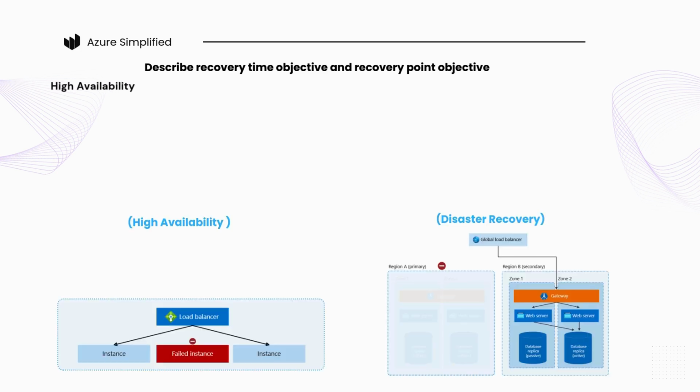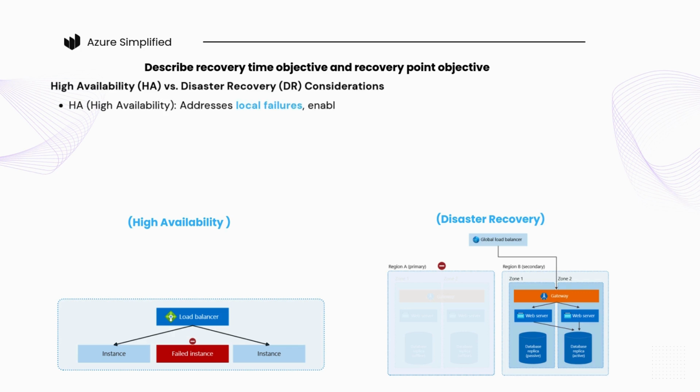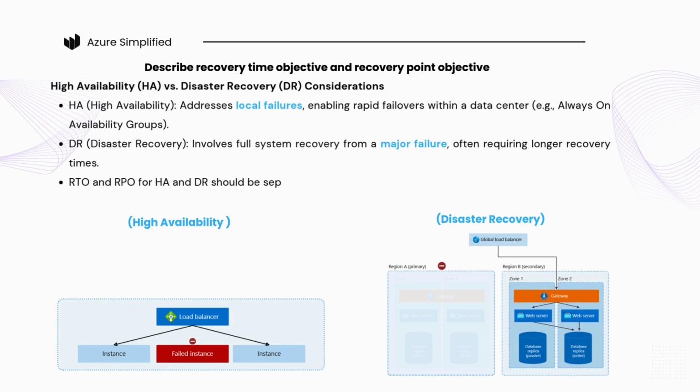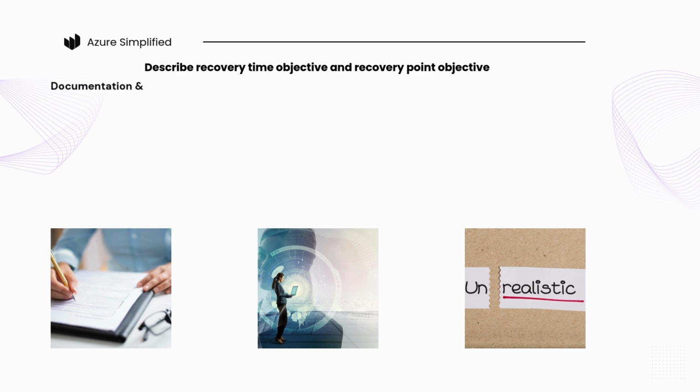High availability, HA, vs disaster recovery, DR, considerations. HA, high availability, addresses local failures, enabling rapid failovers within a data center, e.g., always-on availability groups. DR, disaster recovery, involves full system recovery from a major failure, often requiring longer recovery times. RTO and RPO for HA and DR should be separately defined as recovery efforts vary in complexity.